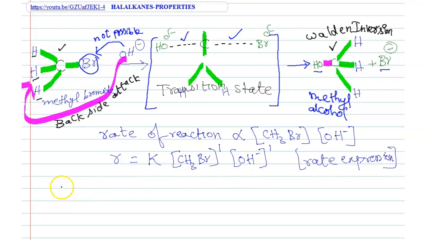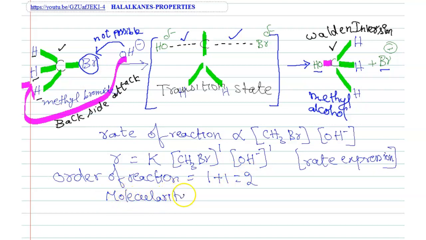By using this rate expression, we can write the order of the reaction. If they ask the order of the reaction, see, above is 1 and here 1 is there. Sum these concentration powers: 1 plus 1, 2. And molecularity means how many molecules participated in the reaction: 2. Hence it is bimolecular. Molecularity 2 means it is bimolecular.